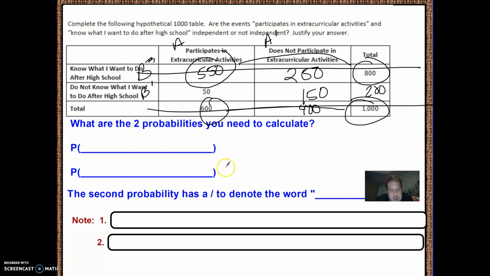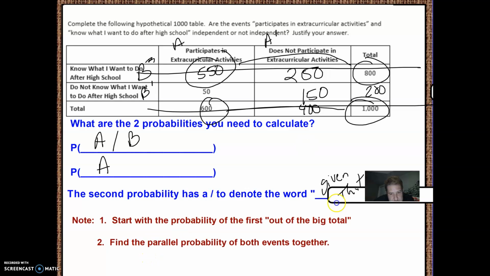So the second probability has to do with given that. So we would want to know whether the probability of A given that B occurred is the same as the probability of just A happening. So this one right here is given that. Note number 1.